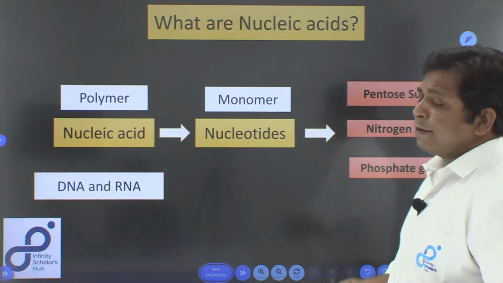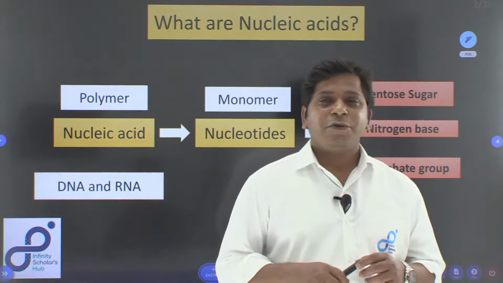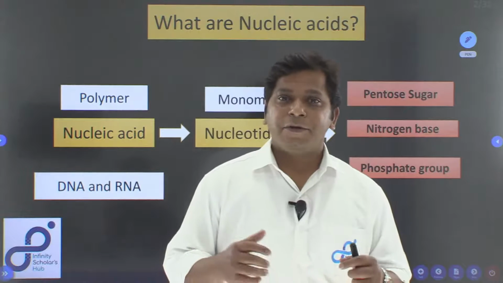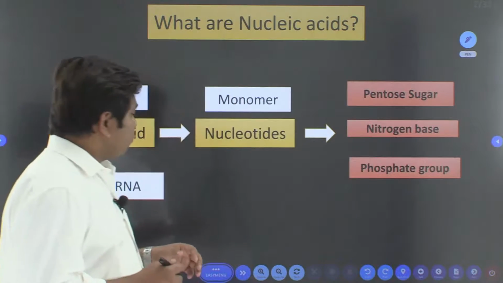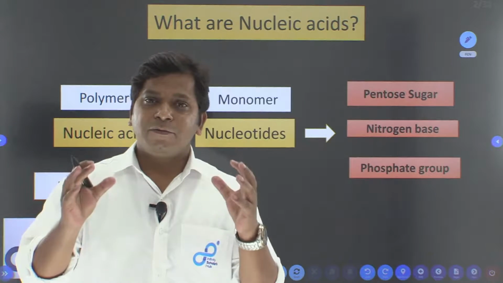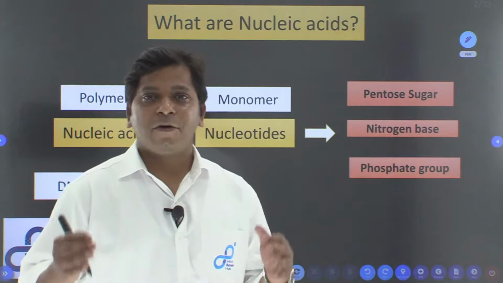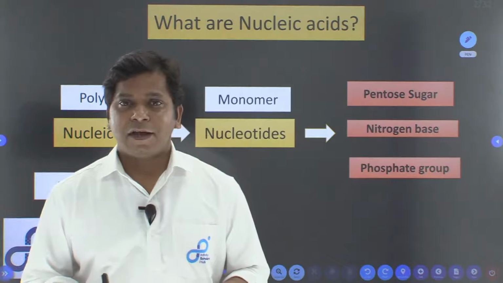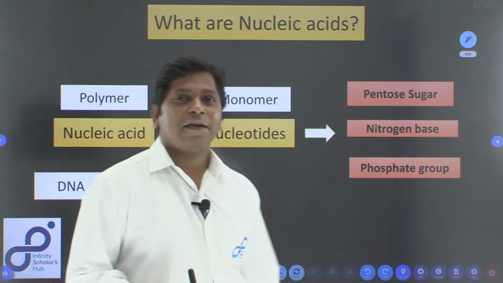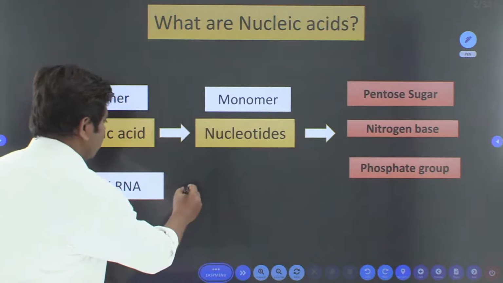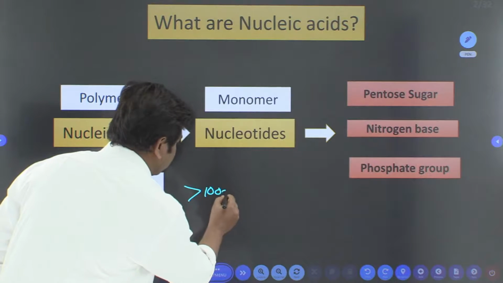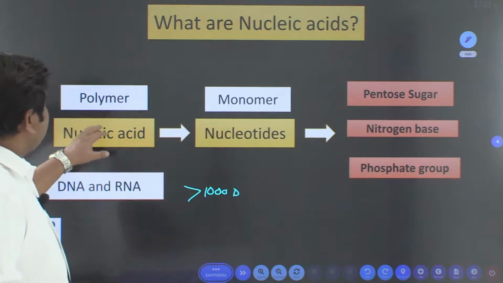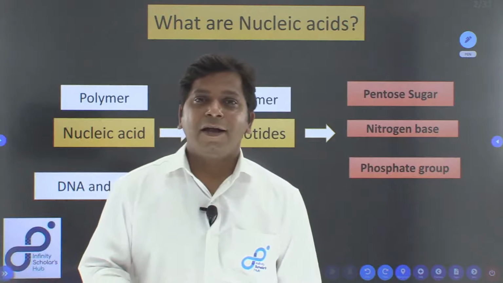Okay. So let us understand what nucleic acids are. Nucleic acids are one of the most fundamental biomolecules, present in all living organisms. Biomolecules are broadly of two types. One is macromolecules, which are of larger molecular size, more than 1000 Dalton, and there are micromolecules which are less than 1000 Dalton. And nucleic acids are biomolecules which are more than 1000 Dalton, and hence they are called macromolecules.